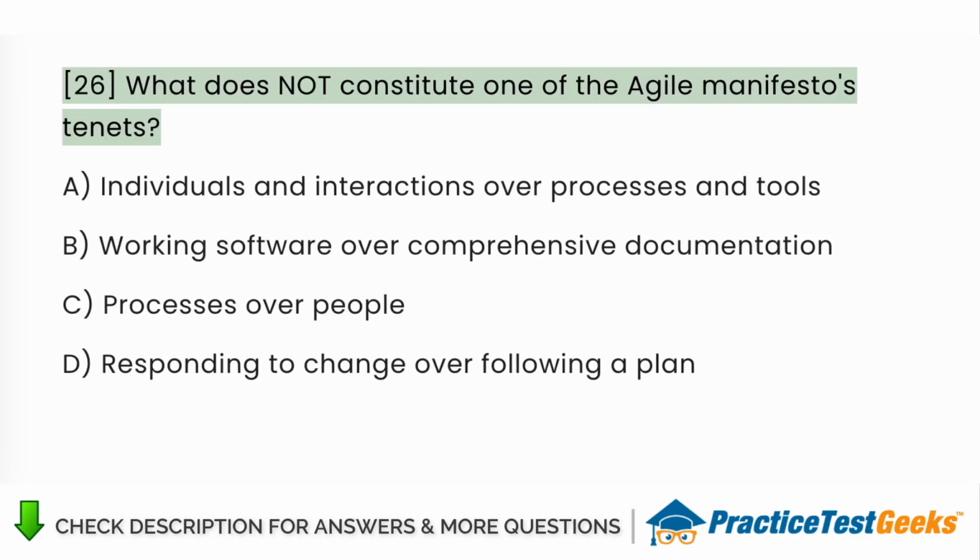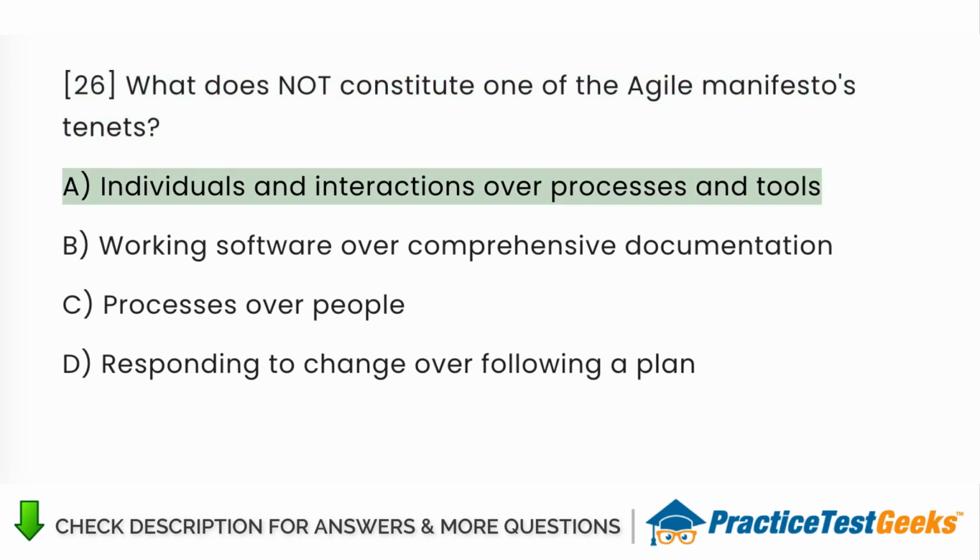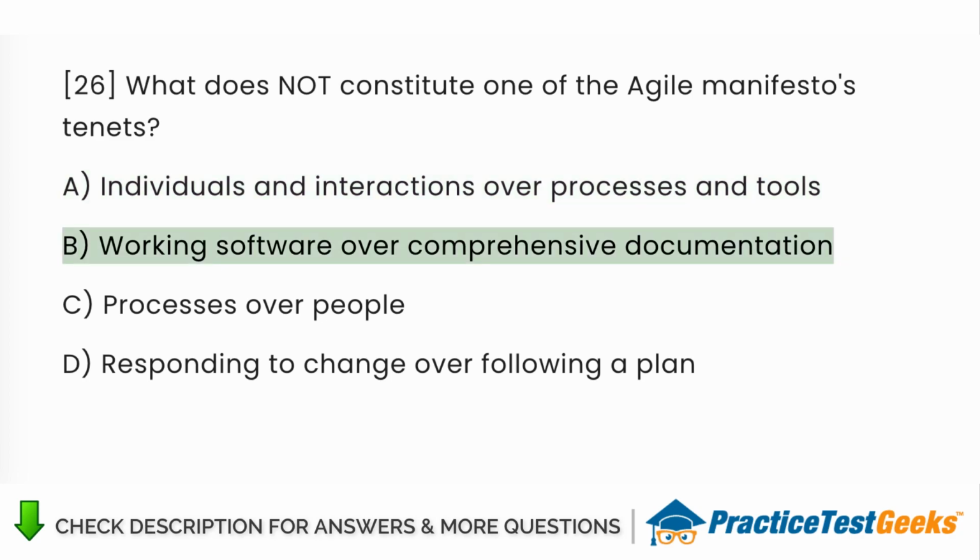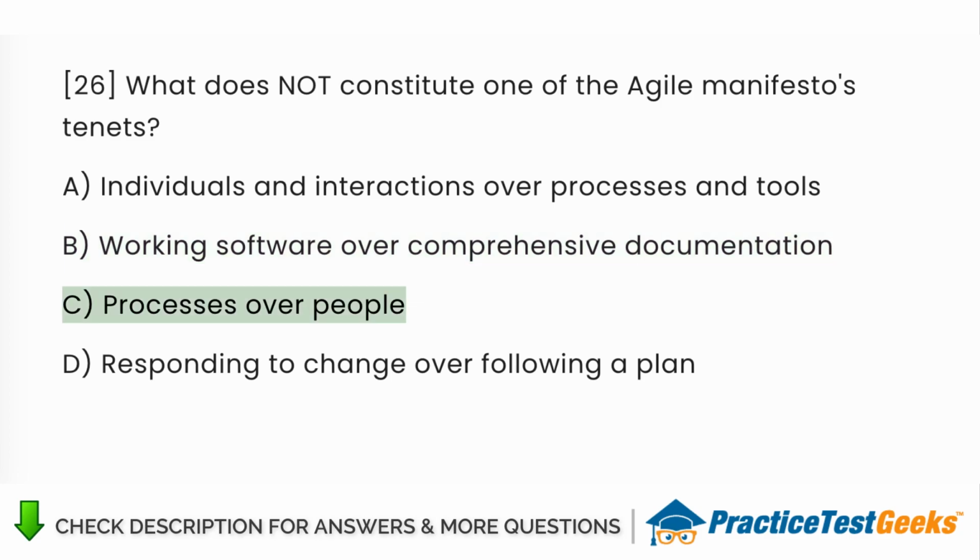What does not constitute one of the Agile Manifesto's tenets? A. Individuals and interactions over processes and tools. B. Working software over comprehensive documentation. C. Processes over people. D. Responding to change over following a plan.